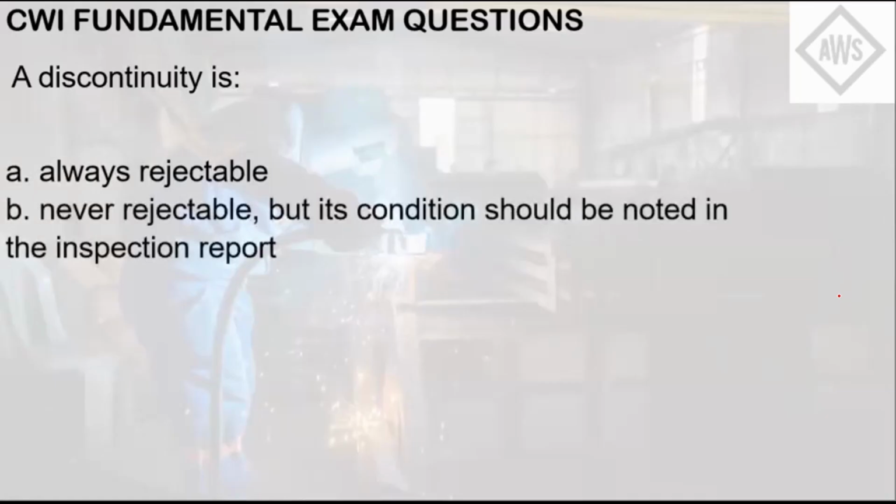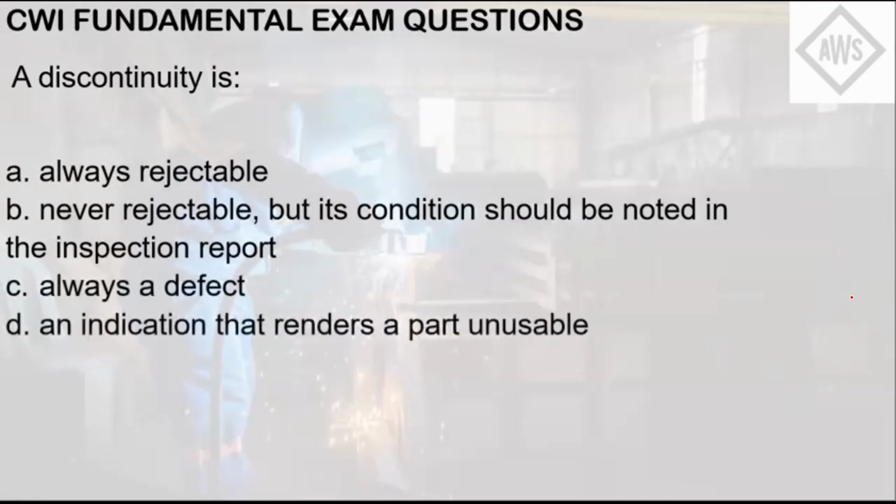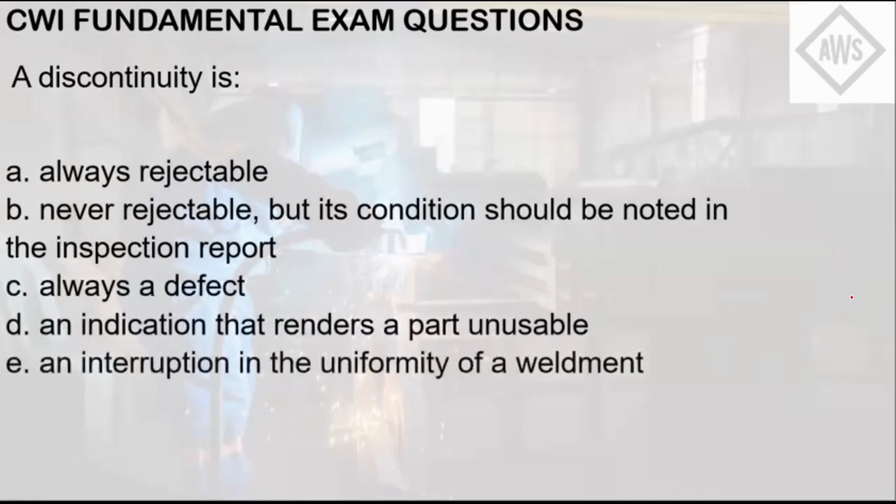Discontinuity is letter A, always rejectable. Letter B, never rejectable, but its condition should be noted in the inspection report. C, always a defect. D, an indication that renders a part unusable. E, an interruption in the uniformity of a weldment. So remember this when noting the difference between a discontinuity and a defect.